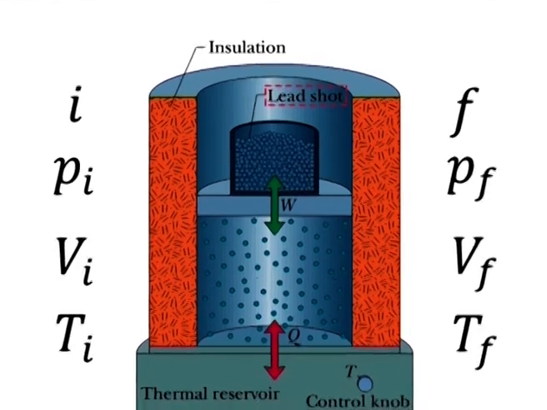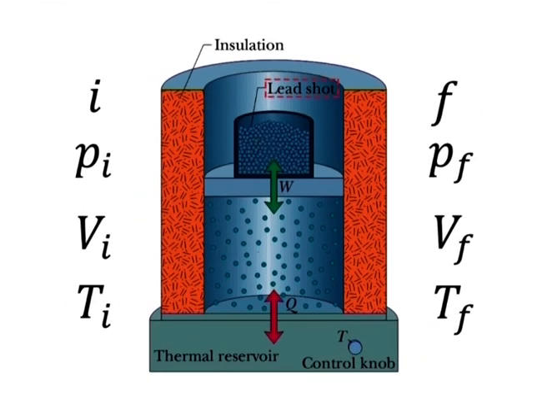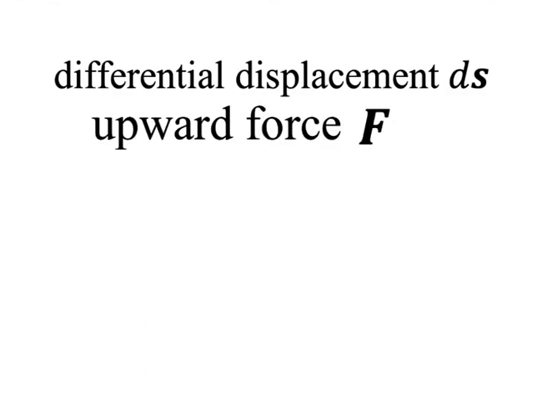Suppose that you remove a few lead shot from the piston, allowing the gas to push the piston and remaining shot upward through a differential displacement ds with an upward force denoted by F. Since the displacement is tiny, we can assume that F is constant during the displacement. Then F has a magnitude that is equal to PA, where P is the pressure of the gas and A is the face area of the piston.